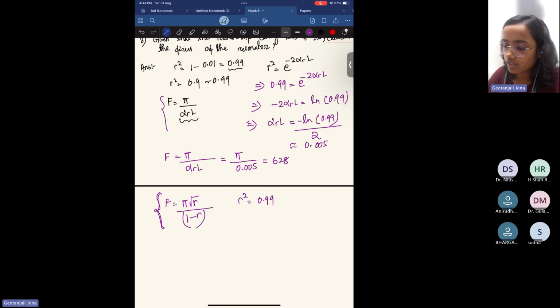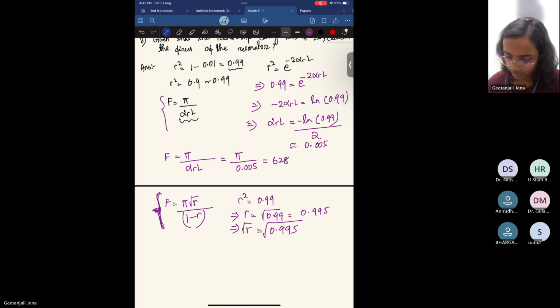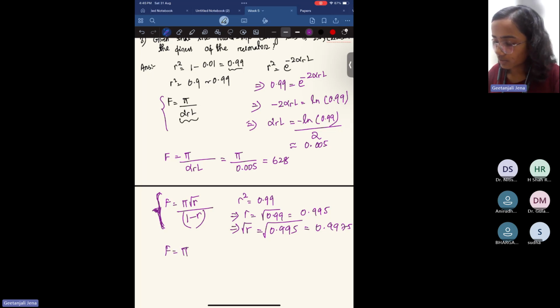So in this problem, when you are using this, make sure that you are using the value of R, not R square. Okay. If you take R square instead of R, then you will get a different value. So from this, if you find the value of R, it will be the square root of 0.99. If you calculate it, it's almost around 0.995. Okay. And from this, you have to take the square root of R. If you take the square root of 0.995, then you will get around 0.9975. Okay.